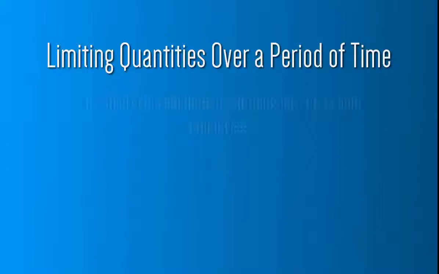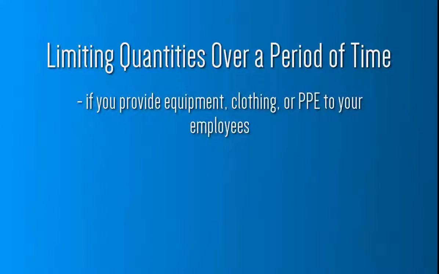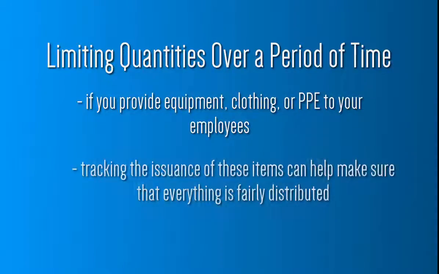Many organizations provide equipment, clothing, and PPE to their workers. Tracking the issuance of these items is a great way to make sure a fair quantity is distributed to everyone. Historically, tracking this information of who can have what and how many over how long has been a terrible pain. Until now. Our organization issues boots out to its employees. Company policy says you're allowed to have 2 pairs of boots every 2 years.